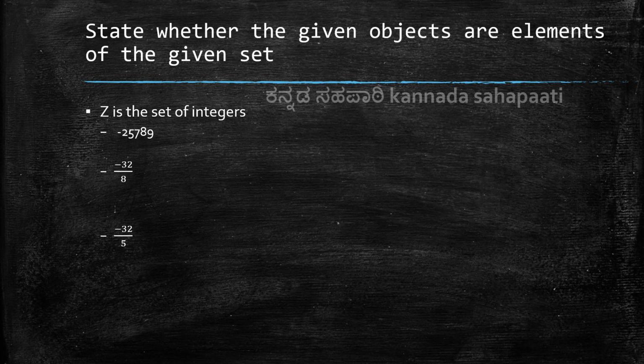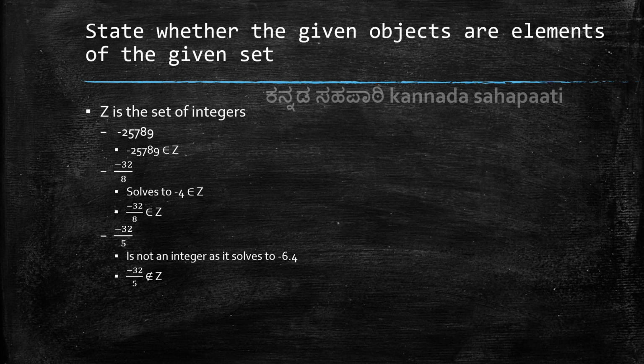Minus 25,789 is an integer. Therefore, minus 25789 belongs to Z. Here, you should use the symbol epsilon or epsilon bar. Minus 32 by 8. Let's solve it now. When you solve it, you get minus 4, where minus 4 is surely an integer. Therefore, minus 32 by 8 belongs to Z.